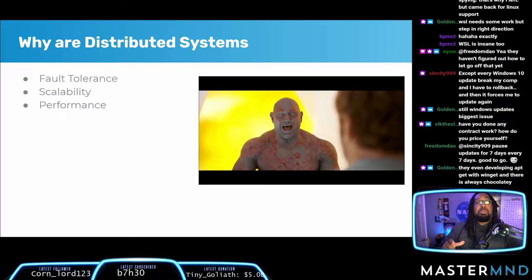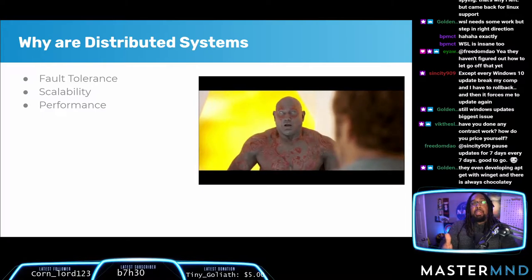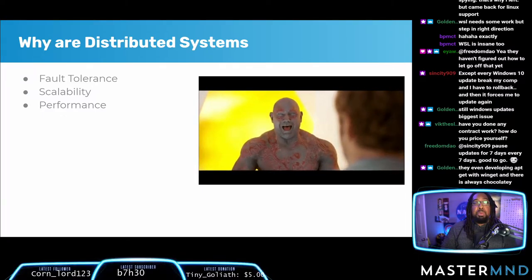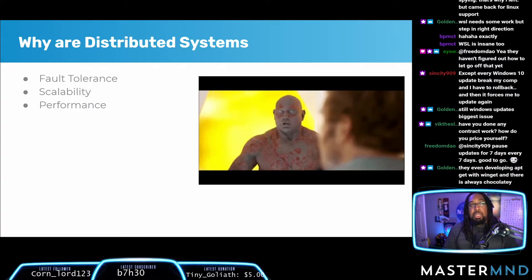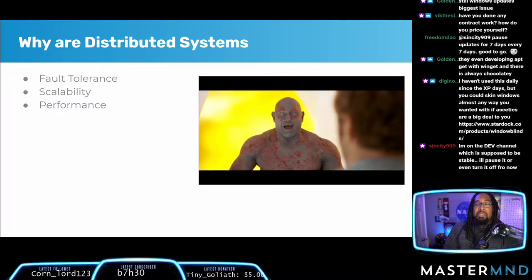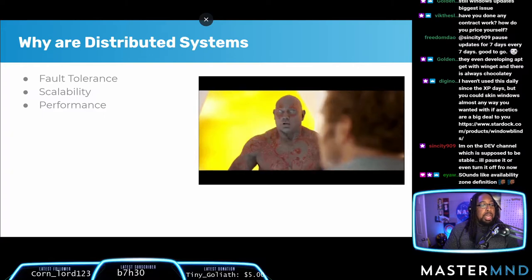Scalability: your system's ability to increase its resources to meet the demands of the people accessing it, or the load that is put upon the system. And performance. Distributed systems can, this is both an advantage and a disadvantage, but performance is another thing that might be good about them.